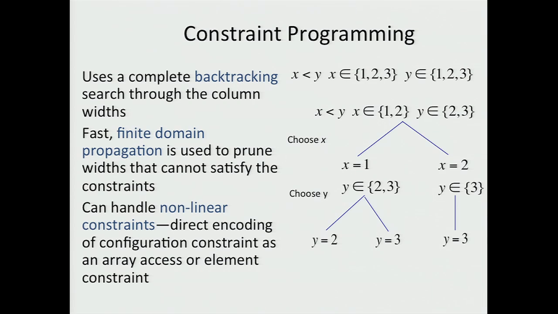So what happens is that we combine this pruning domain propagation with the backtracking search as we're going through the tree. Now, the big advantage of constraint programming compared with MIP is that it can handle nonlinear constraints. They can be directly modelled using propagation. And that means that we can directly encode the configuration constraint as an array access or as an element constraint.